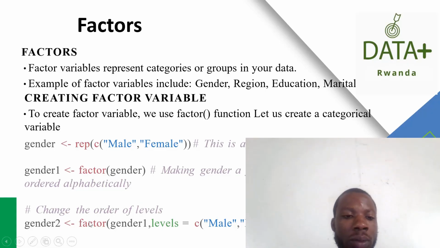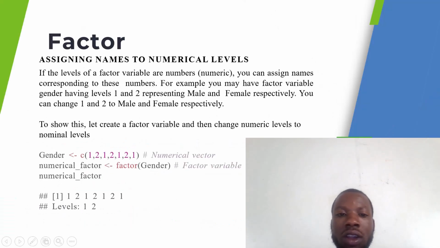For gender number 2, we are changing the order. We tell R to look at the factor and then set the levels, starting from male and female. What we are trying to do is transform the categorical into numeric, but say that one is going to be male and the other is going to be female. So we are assigning names to the numerical values.